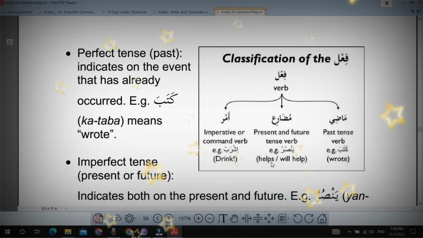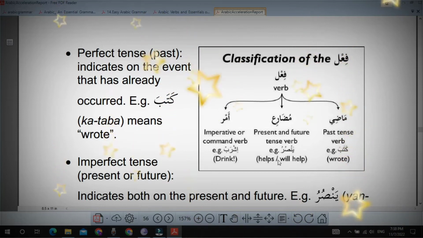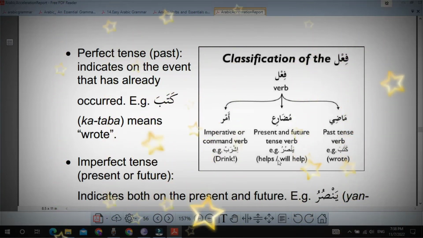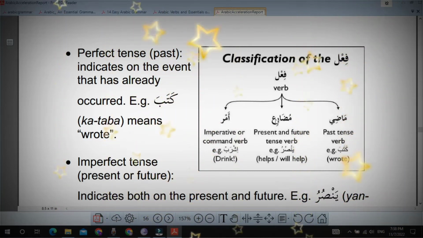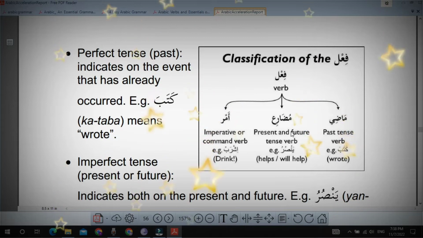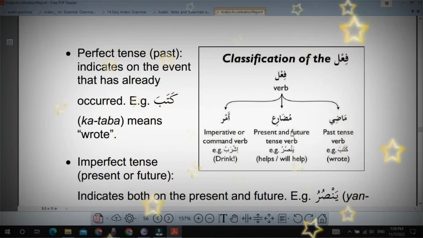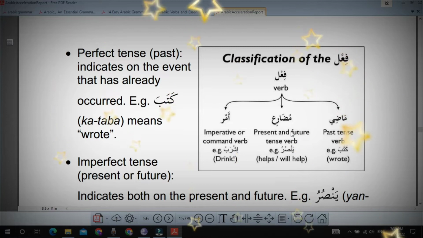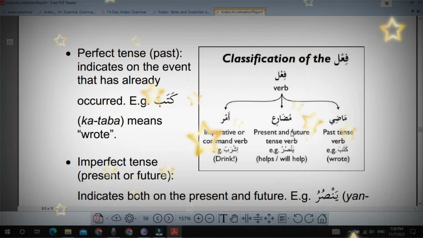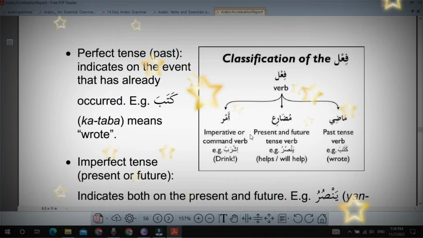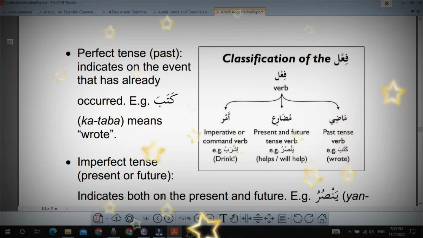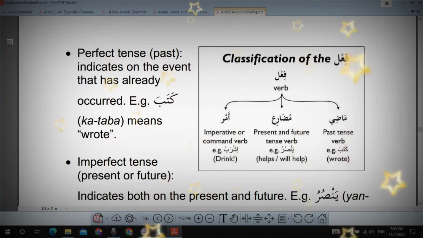You know, helps is the present tense of the English, and will help is the future tense of the English. So the kind of the Arabic mudari' is used for present and future. We will tell you when we want to use specifically for present what we do, and likewise we will explain that when we use for future specifically what we do. We'll tell you in our coming series.